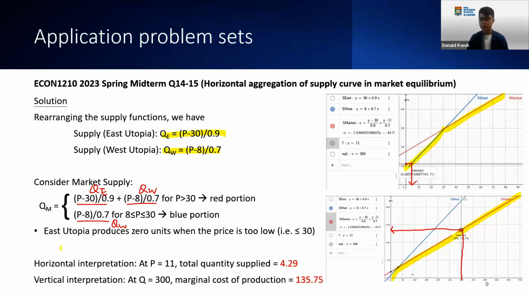So as you can see, we need to identify the correct position on the market supply curve in order to solve this problem. If you only blindly use the combined expression, the red curve, at different levels of prices, then it would incur an incorrect answer. So that's all for this problem, and we'll move on to the next one.